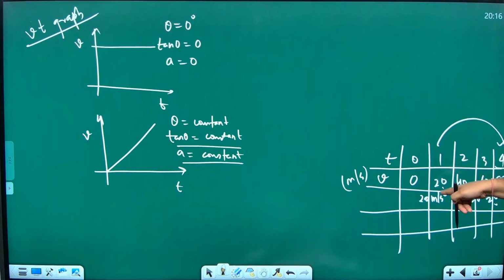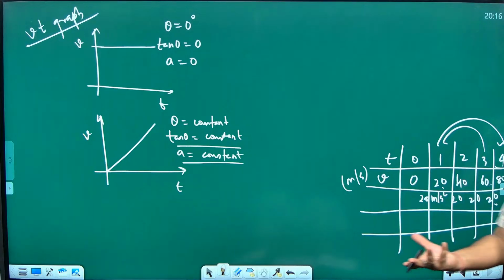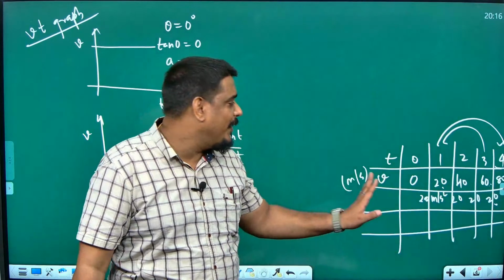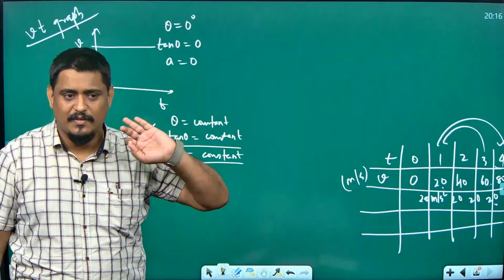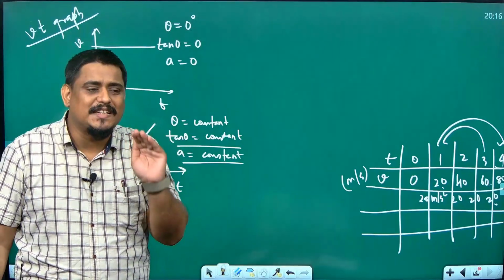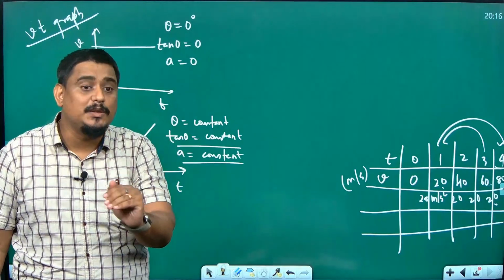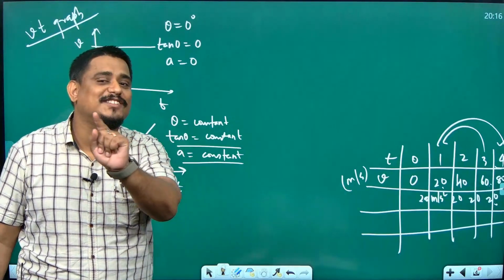80 minus 20, how much? 60. By 4 minus 1 is how much? 3. How much is that? 20. If you check from here to here, check. 60 minus 20, 40. 3 minus 1, 2. 40 by 2, how much? 20. It means that always the acceleration is remaining constant. Are you getting my point? Constant acceleration means velocity will change, but it changes at a constant rate.